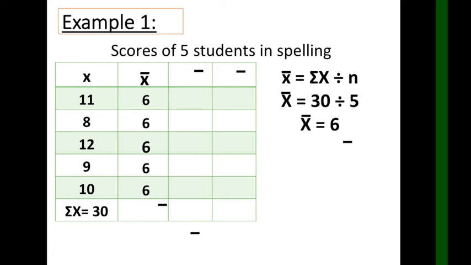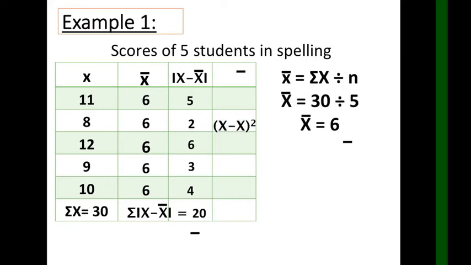Next, we have the summation of the absolute value of x minus the mean. So we have 11 minus 6 is 5, 8 minus 6 is 2, 12 minus 6 is 6, 9 minus 6 is 3, and 10 minus 6 is 4. Then the summation of the absolute value of x minus the mean is equal to 20.